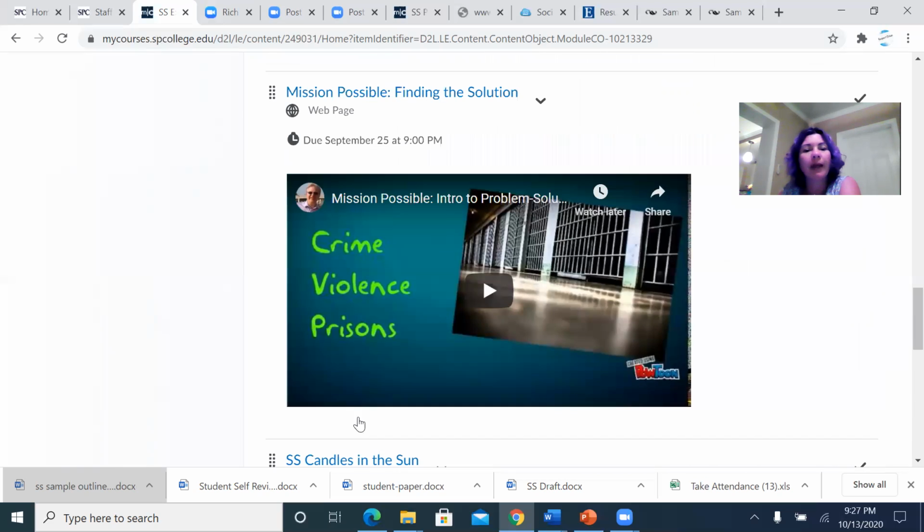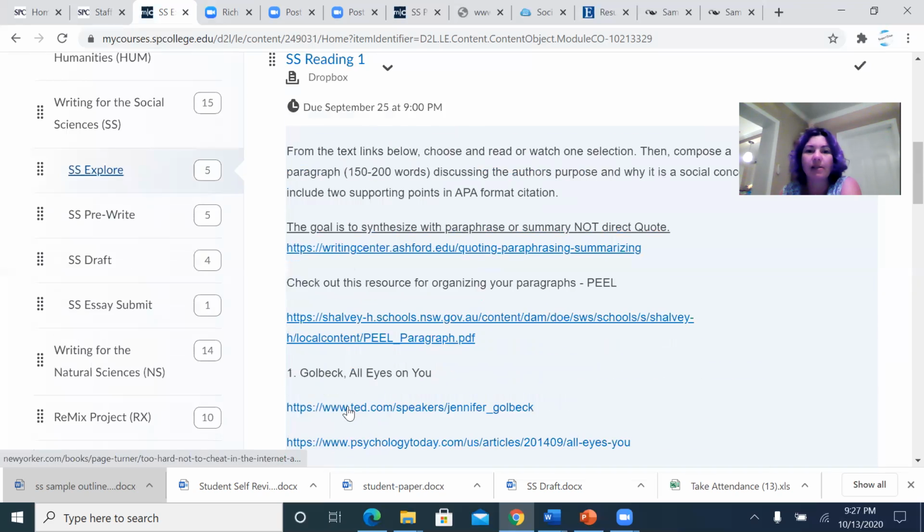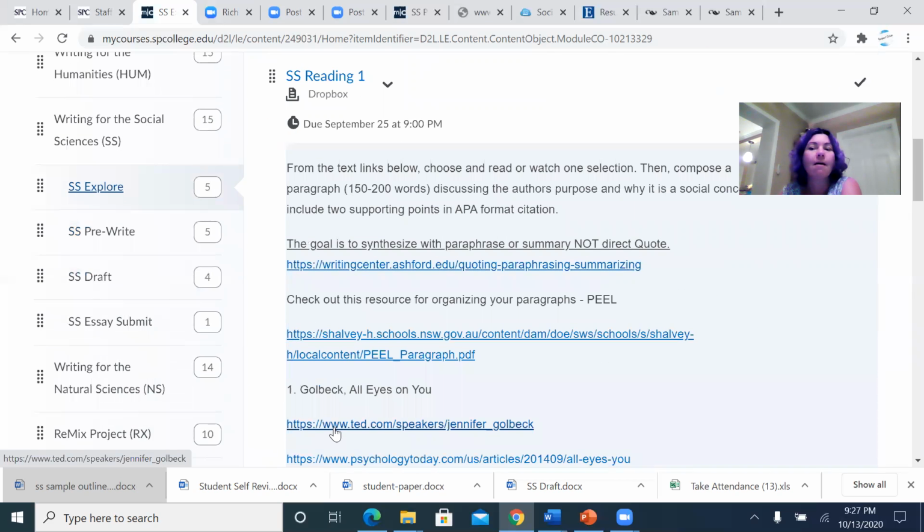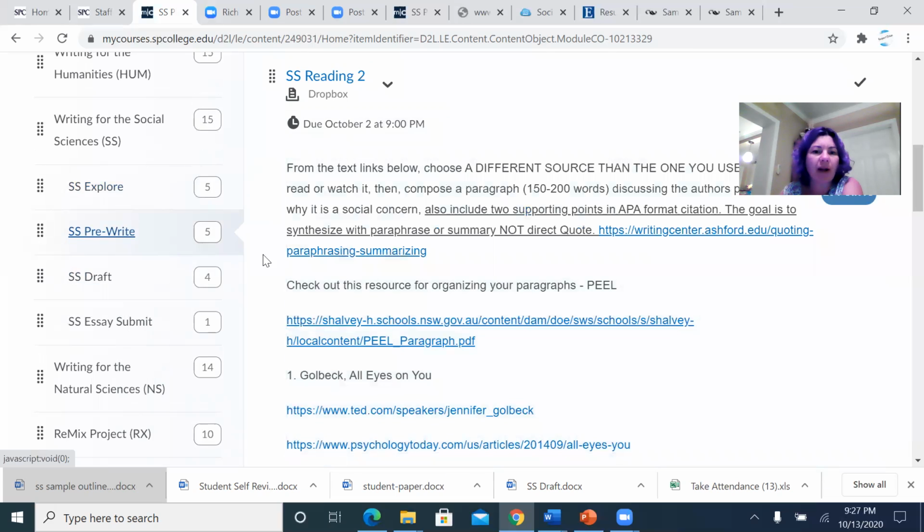Okay, so this is where we began our building process of this social science problem solution based essay. It was all at the end of September. Then in the beginning of October, we are starting our pre-write. Again, we had an exercise that is expecting us to use APA format and citation, expecting us to use our Peel processes. So you have the resources again listed to help students develop those tasks.